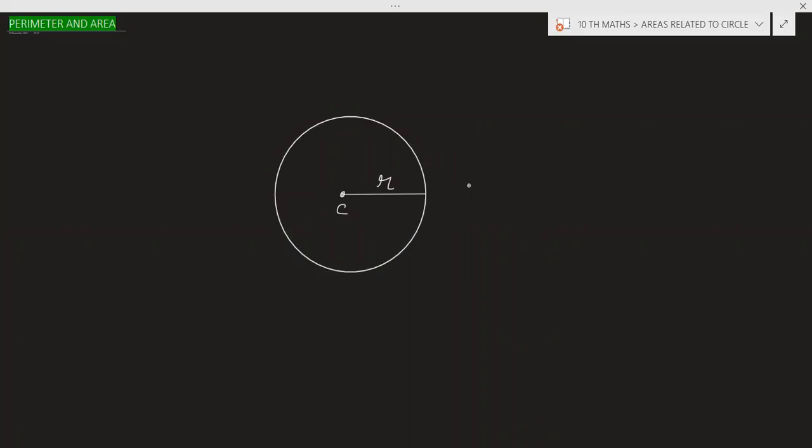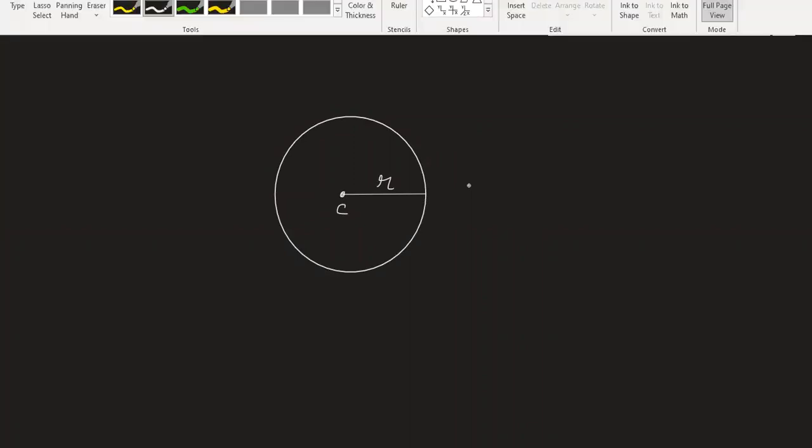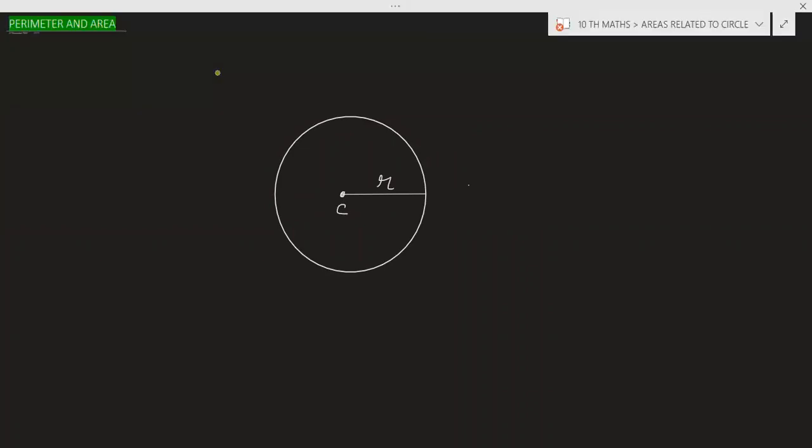Okay. So if I am talking about the area of the circle, you know very well what will be the area of circle. Area of circle is pi r square. Yes, pi r square. What is the meaning of area of circle? This whole portion is the area of the circle.